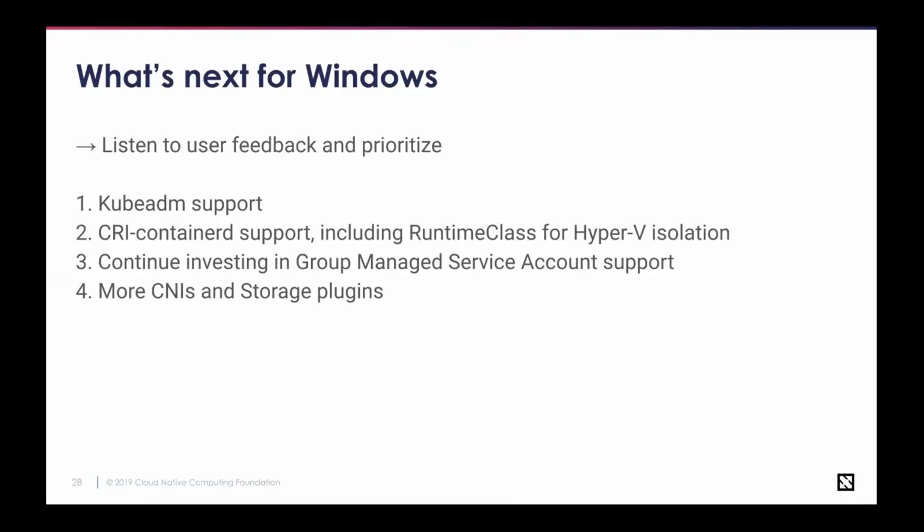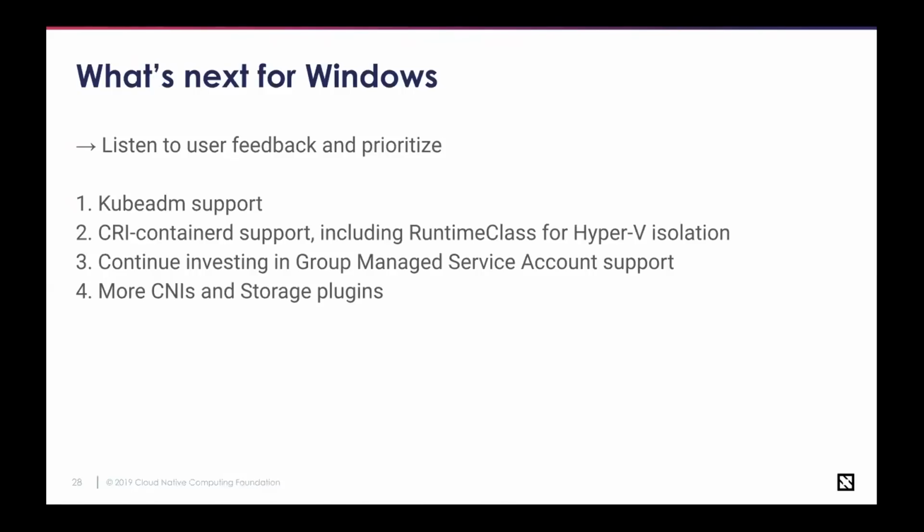On the what's next for Windows, we got to GA right now and we're stable, but we're not stopping. We have a tremendous amount of customers that are asking us for a variety of things. So we're going to listen to that user feedback. We're going to prioritize and make sure that we address the concerns that fit the biggest part of our customer base. And we're also going to be investing in a few sets of additional capabilities.